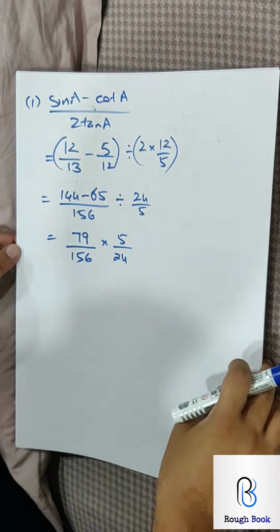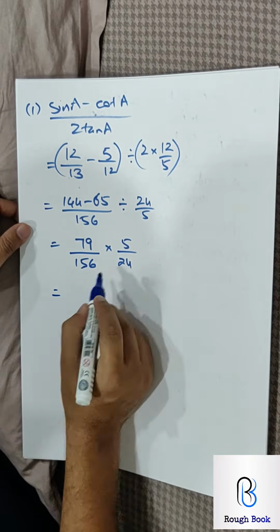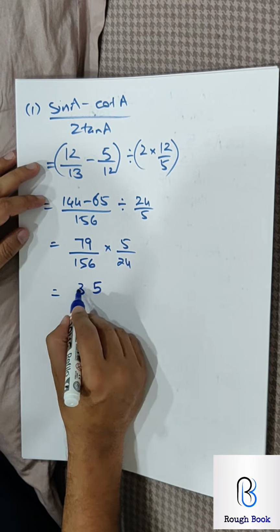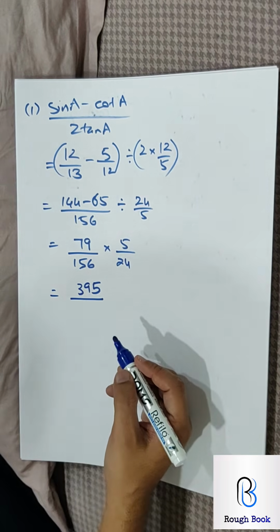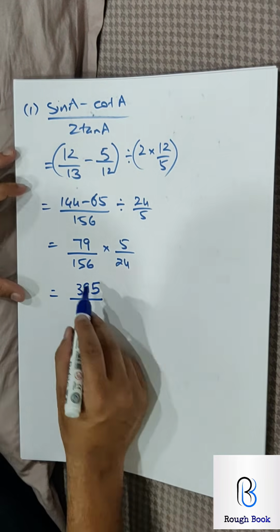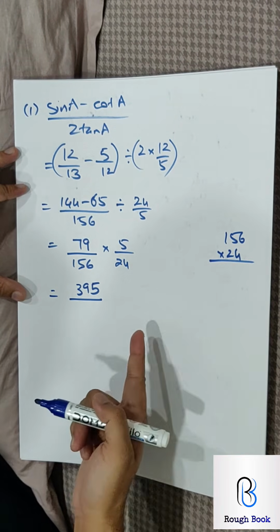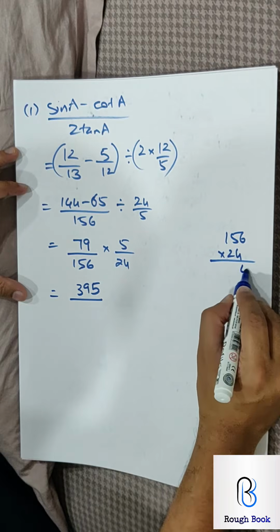Yeah, these are some weird answers. I hope we are on the correct track. 9 5s are 45, 35 plus 4, 39. So I get 395 by 156 into 24. Hey, stop copying. Come on, solve on your own.